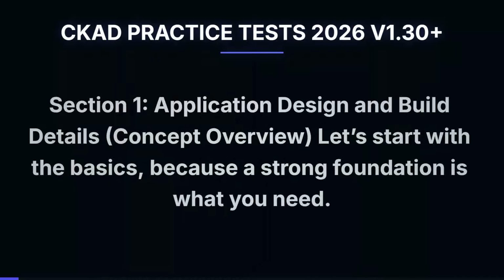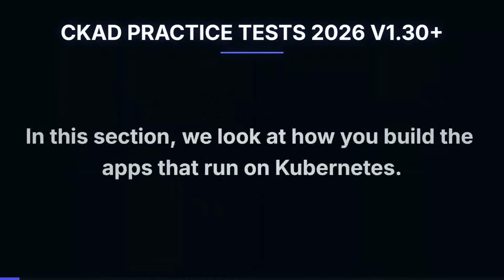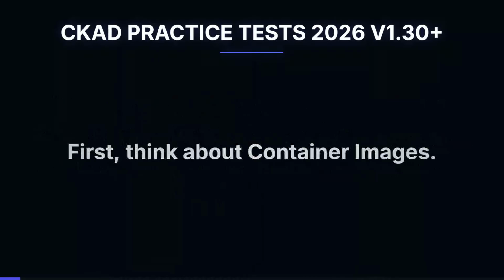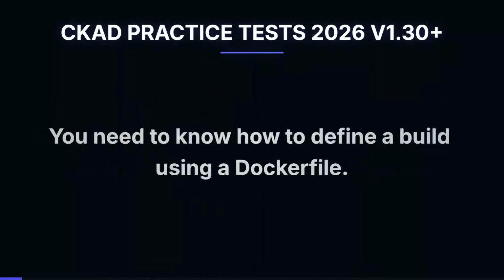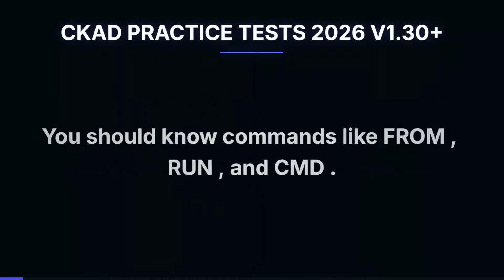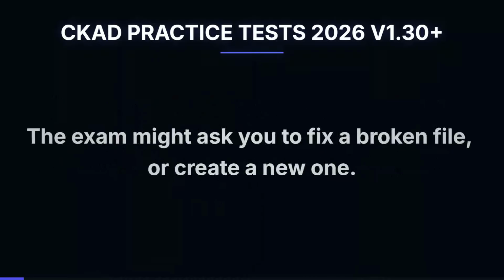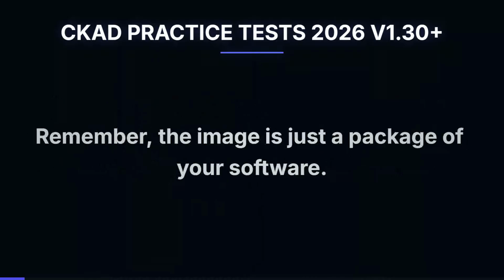Section 1. Application Design and Build Details, Concept Overview. Let's start with the basics, because a strong foundation is what you need. In this section, we look at how you build the apps that run on Kubernetes. First, think about container images. Everything starts here. You need to know how to define a build using a Dockerfile. You should know commands like from, run, and cmd. The exam might ask you to fix a broken file, or create a new one. Remember, the image is just a package of your software.